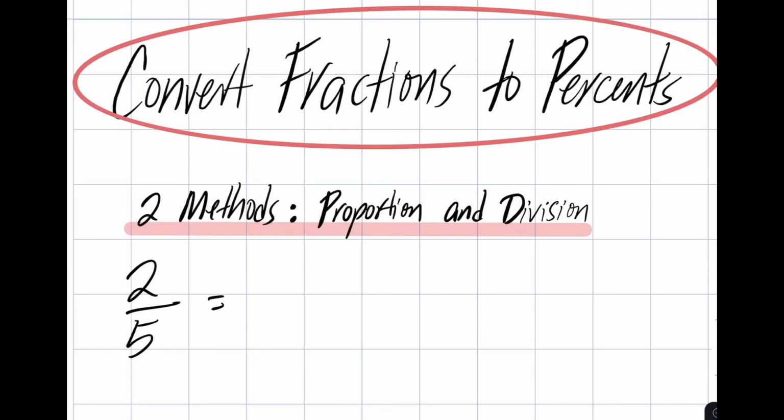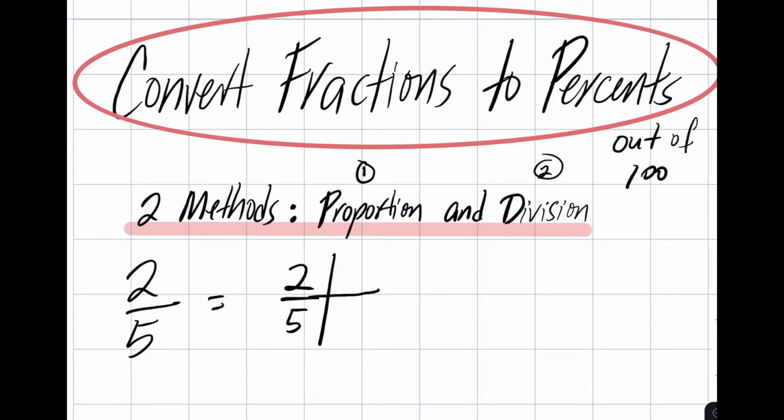Converting fractions to percents. You have two methods to convert fractions to percents. The first one is to use proportion or the ratio table, and the next one is using division. Let's look at 2/5, using proportions or ratio table. Our job is to make it out of 100 because that's the meaning of percents.